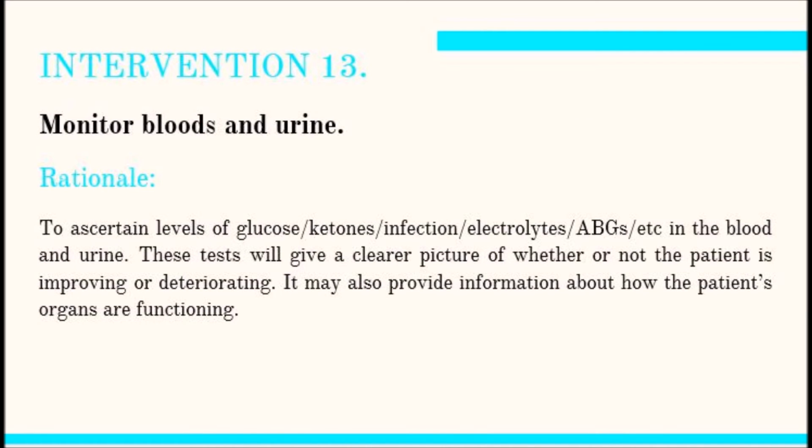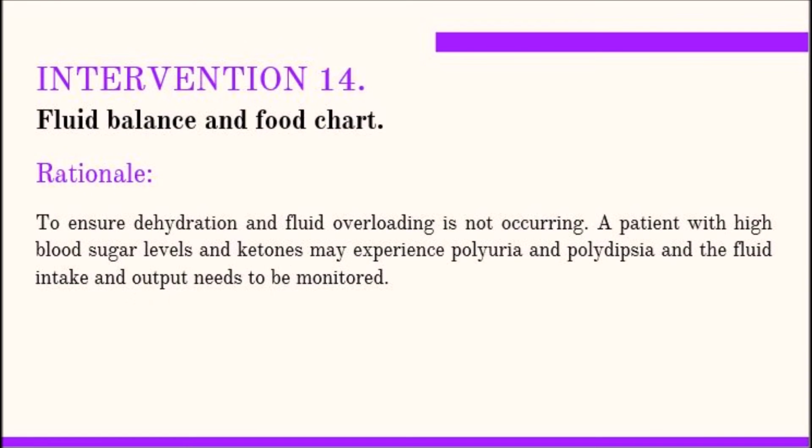Monitor bloods and urine to ascertain levels of glucose, ketones, infection, electrolytes, arterial blood gases, etc. in the blood and urine. These tests will give a clearer picture of whether or not the patient is improving or deteriorating. It may also provide information about how the patient's organs are functioning.